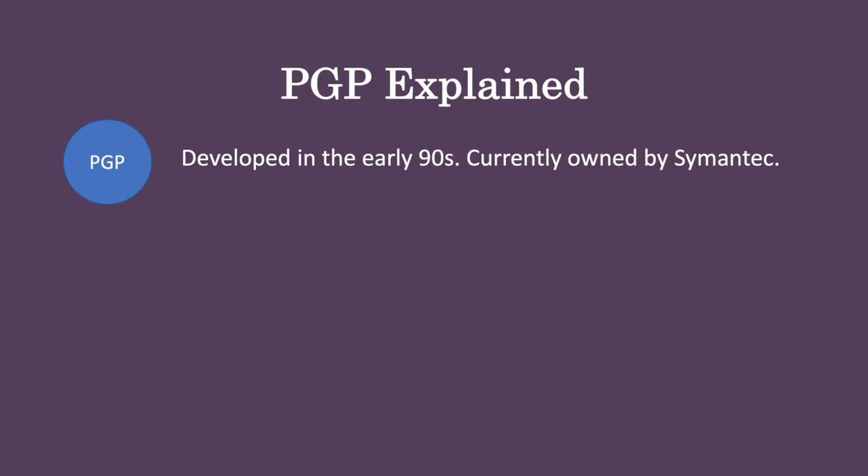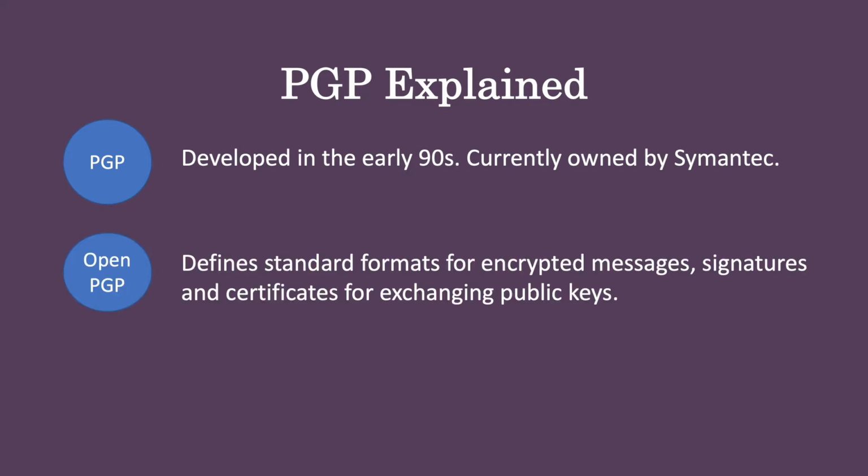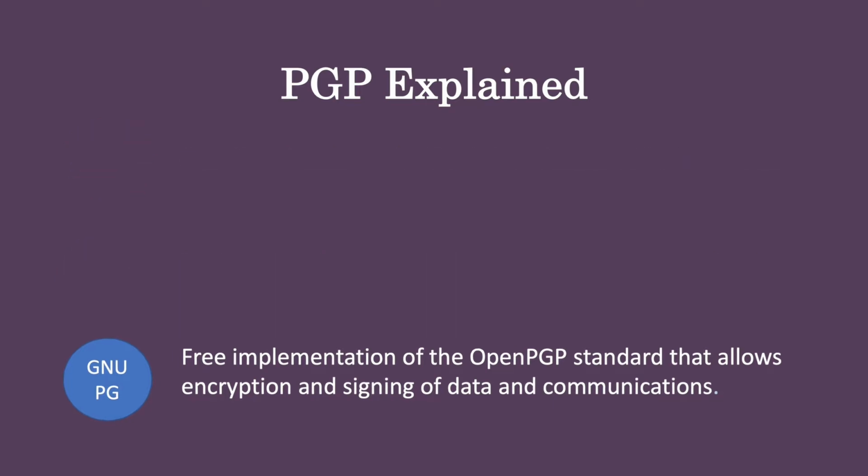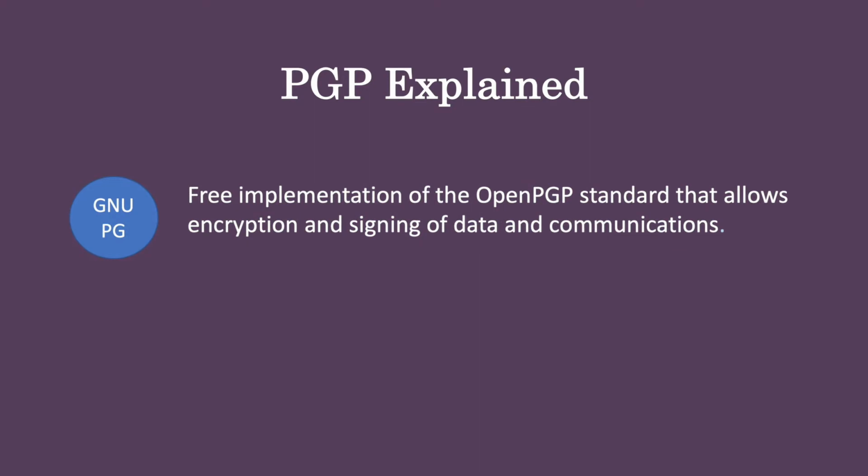Before it was a commercial product, they had some issues with US export laws, so to get around that, they offered up the source code for free. Long story short, the Open PGP standard was created then to define formats for encrypting messages and signatures. GnuPG or GPG is a free implementation of the Open PGP standard that allows encryption and signing of data. GPG and PGP are essentially the same product, except GPG is free. They're almost identical, and this is the program we're going to use in our video here.